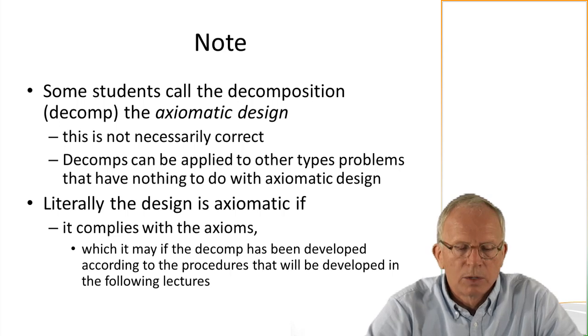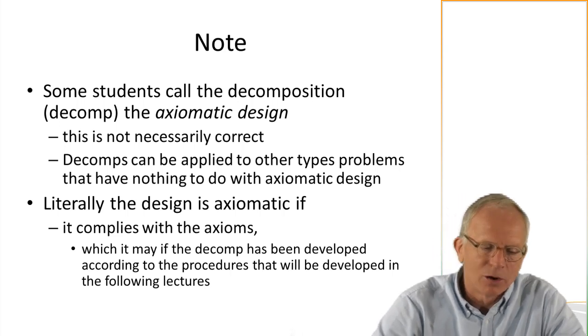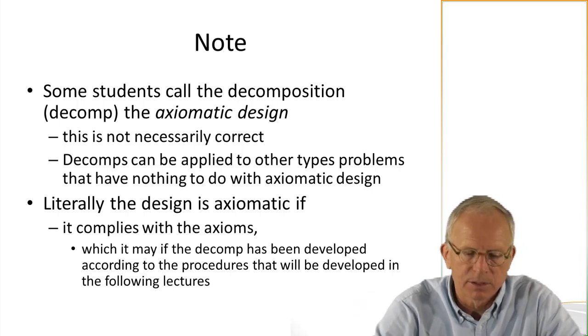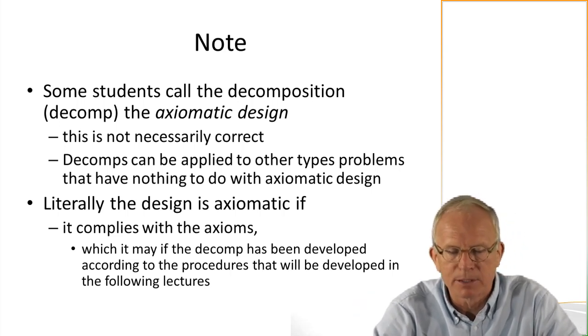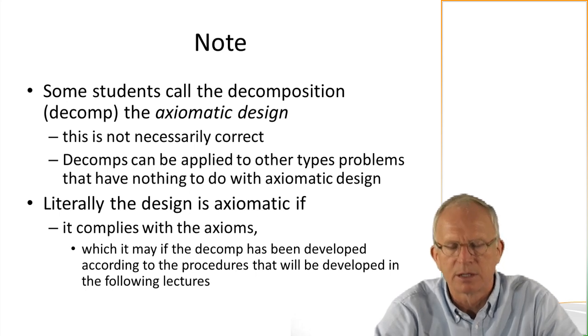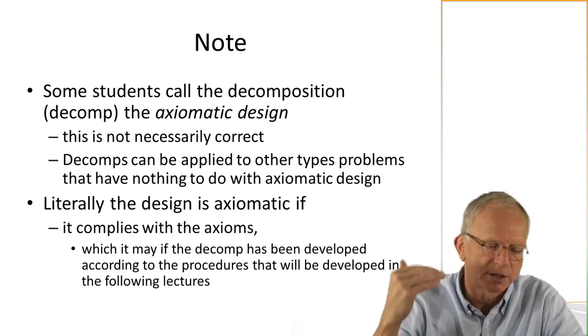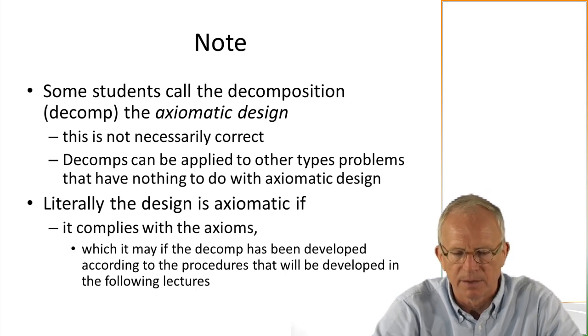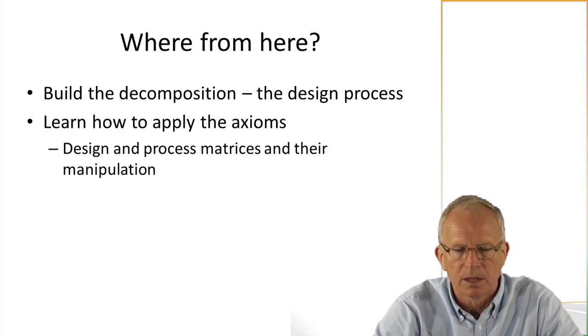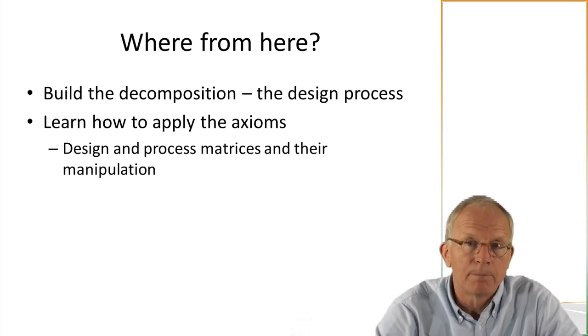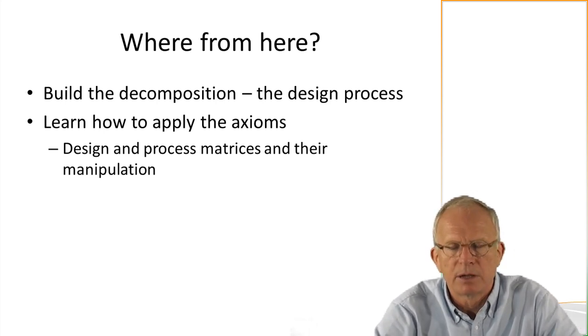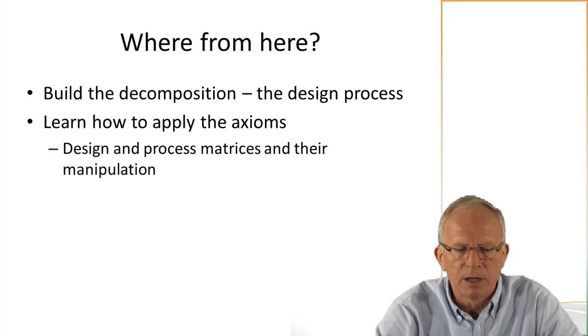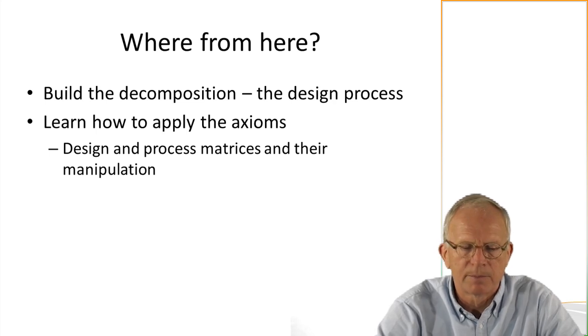Literally, the design is axiomatic only if it complies with the axioms, which it may if the decomp has been developed according to the procedures that we'll be talking about in the following lectures, where we're systematically maintaining the functional requirements. So where do we go from here? We need to see how to build the decomposition, and so we need to know something about this process. We need to learn how to apply the axioms and develop design and process matrices for manipulation. Thank you very much for your attention.